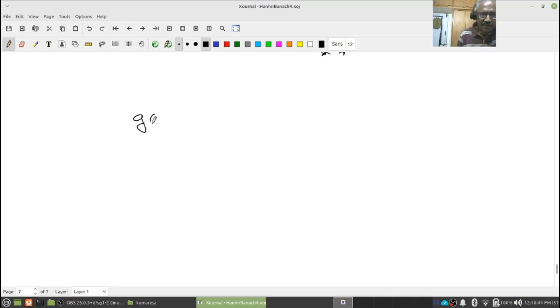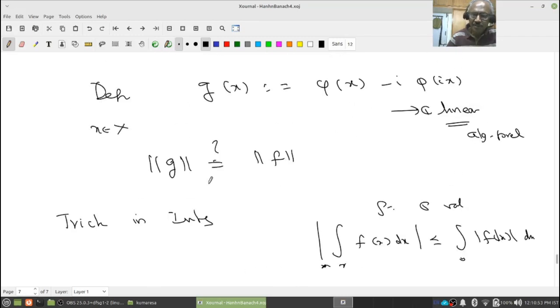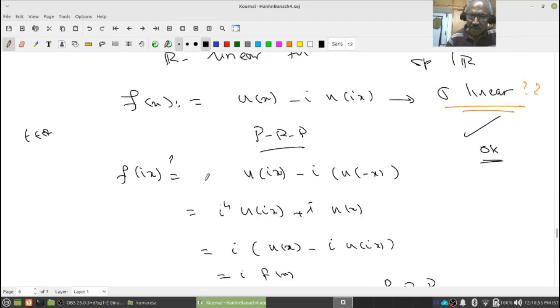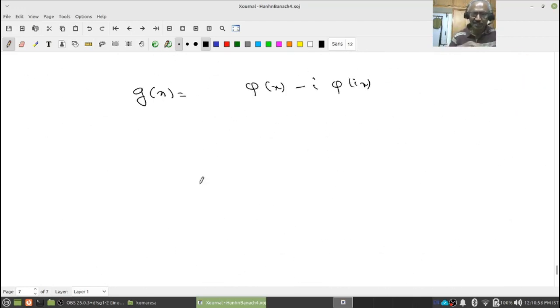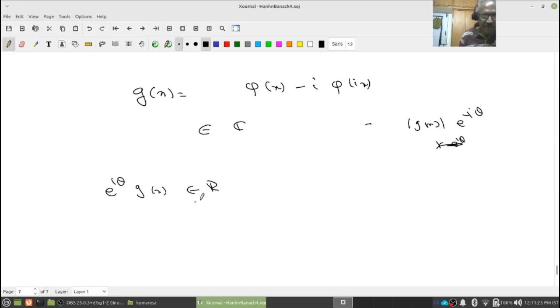So let us look at g of x. g of x is phi of x minus i times phi of ix. I hope I am writing it correctly. If I do something wrong, do not be irritated, but essentially the idea is clear. Now this is a complex number. If it is 0, there is nothing to prove. Let's assume it's non-zero. Therefore, I can write this as mod g of x into e power minus i theta for some theta. I am writing theta as minus theta. Therefore, if I multiply by e power i theta into g of x, this becomes real. Do you understand that?